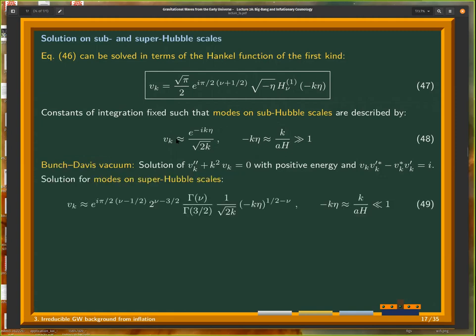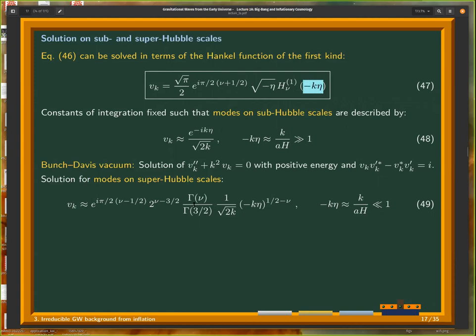Okay, so this is what happens inside the Hubble radius. Not very exciting. This just looks very similar to a flat space result. But we can also evaluate the solution here on super Hubble scales. And for this, we just assume a very small value of k, or k times eta. In this case, the wavelength is much larger than the Hubble radius, as before. So I can look at the behavior of the Hankel function for small values of this argument.